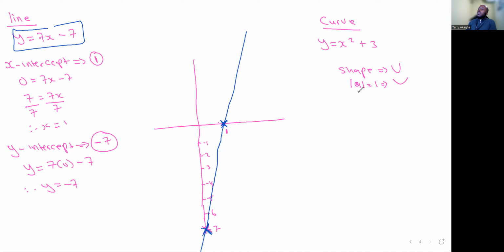The next one is the x-intercepts. So if you check the x-intercept for this, y is equal to 0. So we're going to have x squared plus 3 is equal to 0. Take this to the other side. x squared will be equal to minus 3, and x will be equal to the square root of minus 3. That's a mathematical error, so that means there's no real solution. So because there's no real solution, it will not intersect the x-axis.